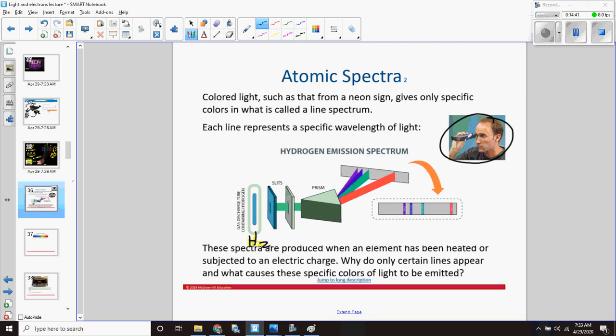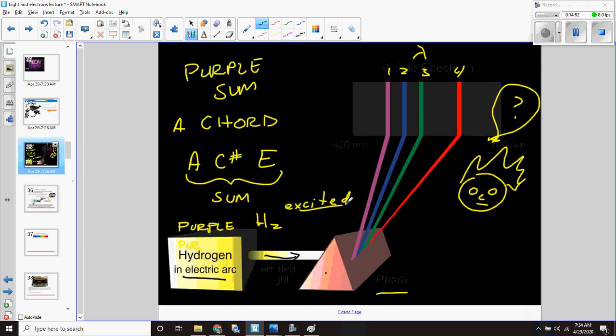So by the way, I don't know how you're going to find a hydrogen lamp out there. You can certainly get a spectroscope. But okay, so this was the problem of the early 20th century.